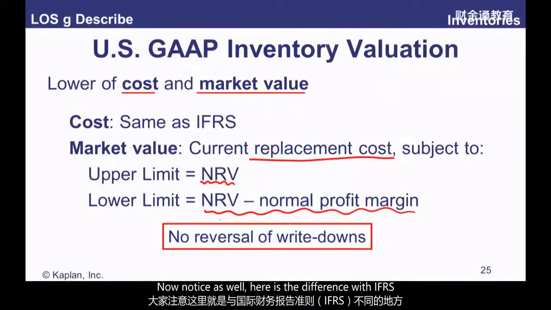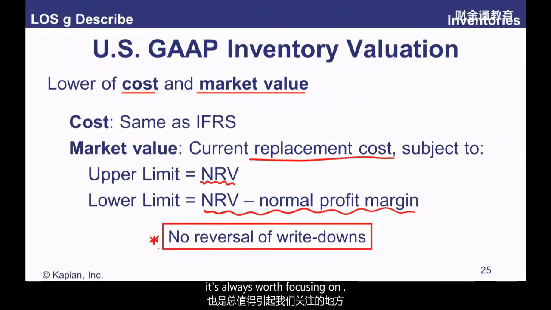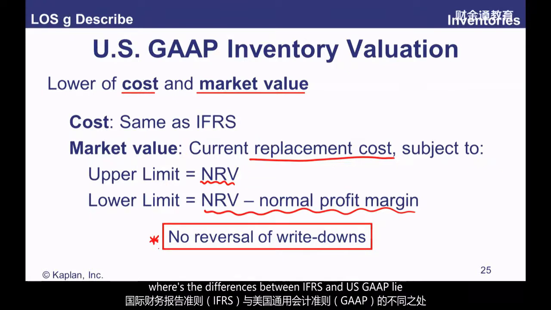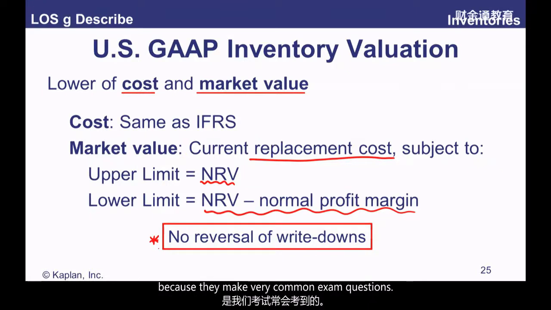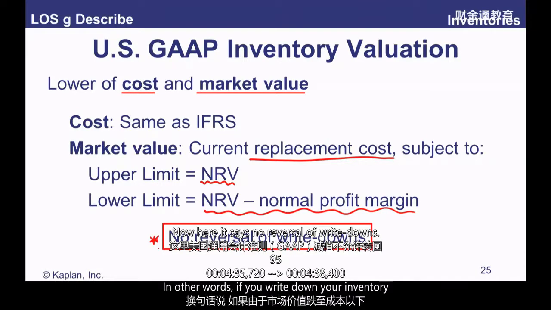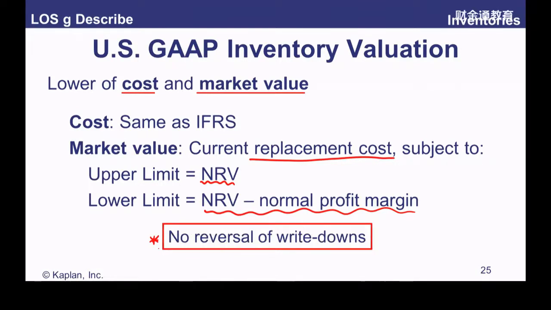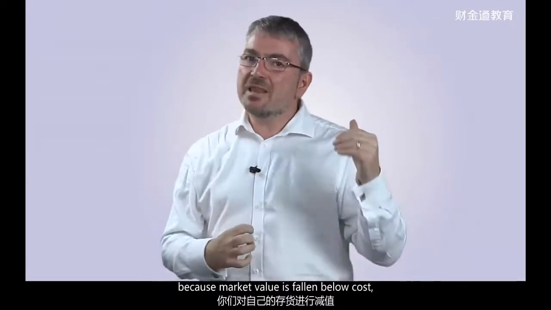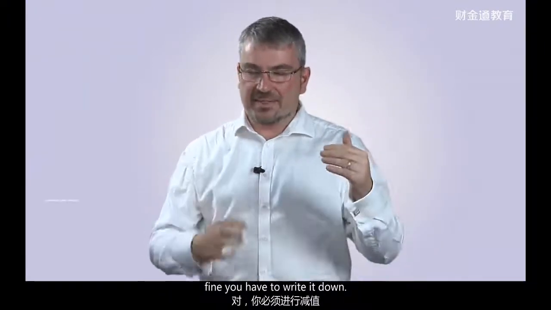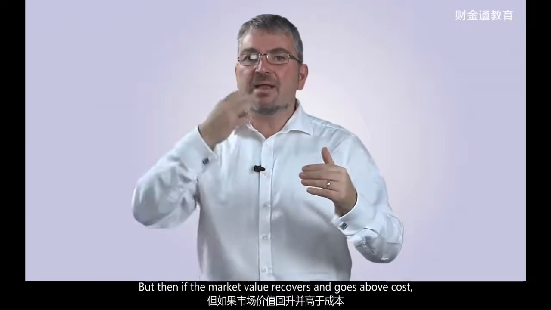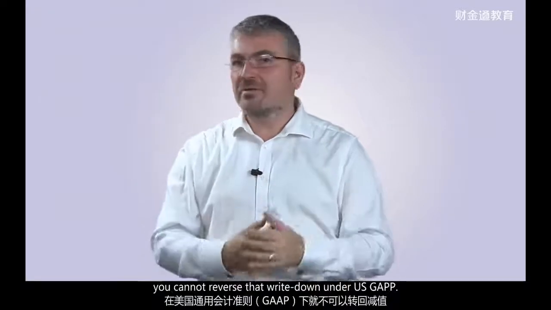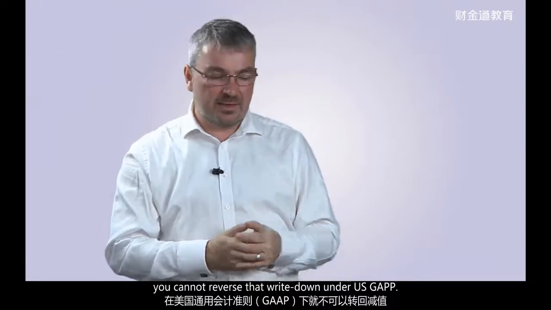Now notice as well, here's a difference with IFRS, and it's always worth focusing on where the differences between IFRS and US GAAP lie, because they make very common exam questions. Now here it says no reversal of write-downs. In other words, if you write down your inventory because market value has fallen below cost, fine, you have to write it down. But then if market value recovers and goes above cost, you cannot reverse that write-down under US GAAP.